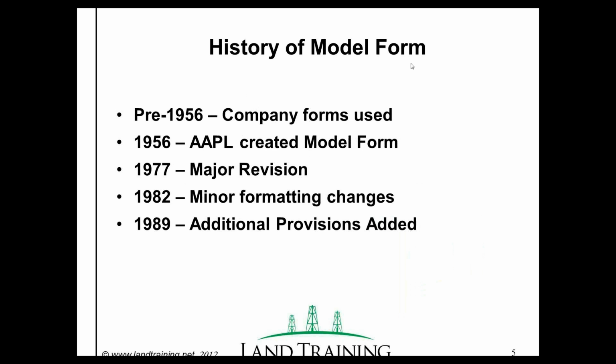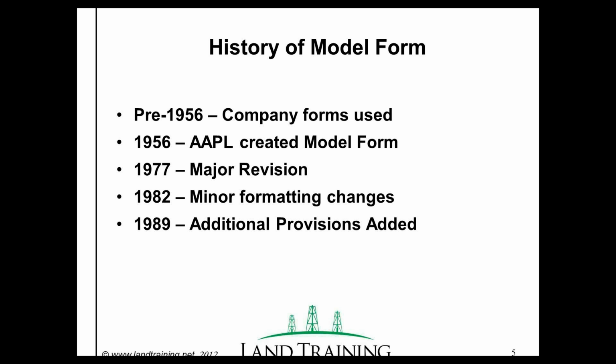Now, a little bit of history about the model form. Before 1956, every company had their own form. But then after the case of Earp versus Midcontinent, that's when people started creating their own joint operating agreement forms. In 1956, the American Association of Professional Landmen got a committee together, and they created a model form joint operating agreement. Now, this was a huge innovation because when every company had their own separate agreement, can you imagine the negotiation that had to go on?